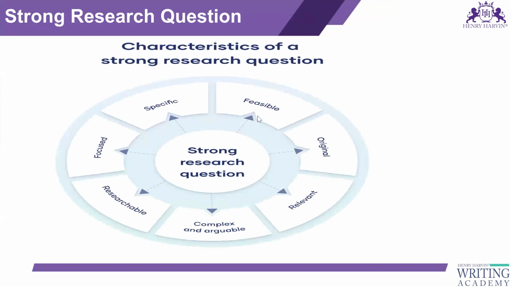Okay, so these are the things that your question should have. It should be very specific. It should be feasible. Feasible means, if you are putting that question, are people going to read that? Can you have some changes later on if people give feedback? Original, relevant to your field, complex and arguable, researchable, and focused. So focused and specific are similar somewhere.